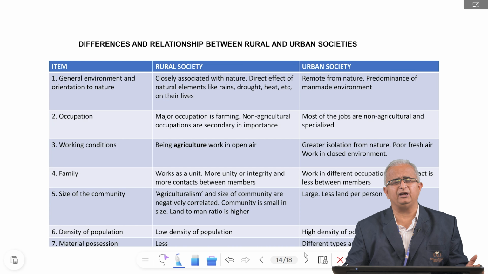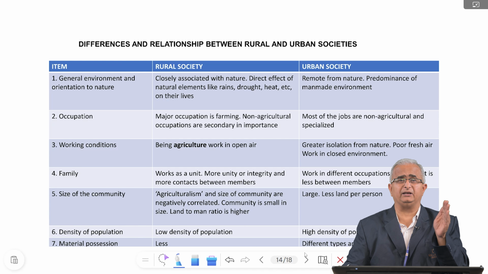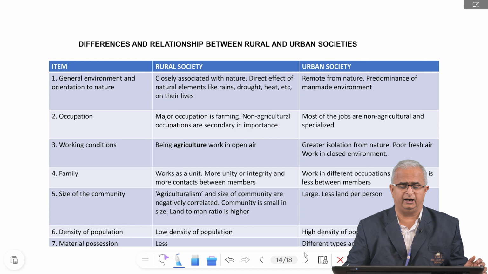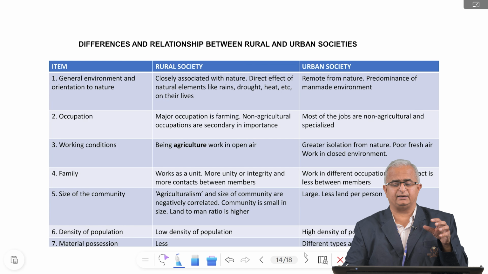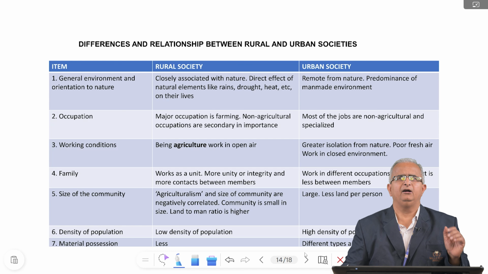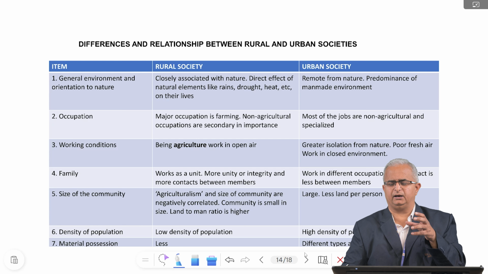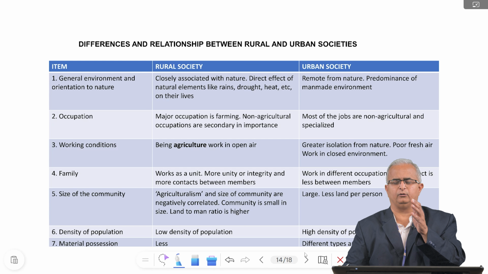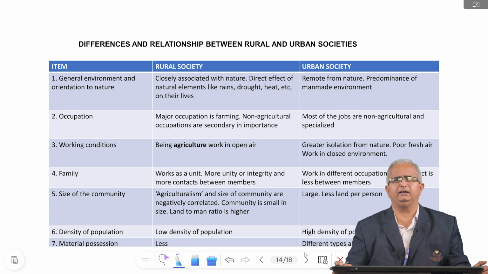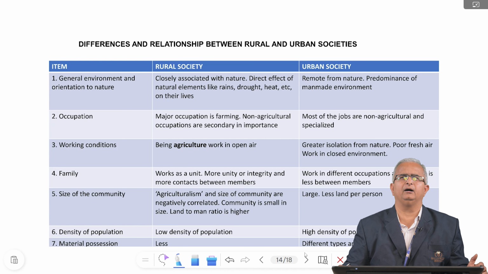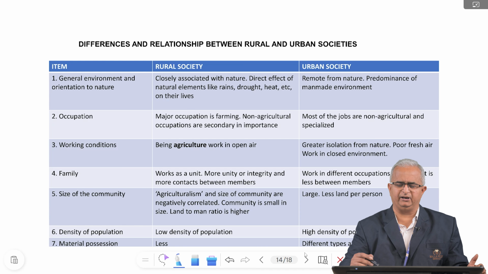And the size of the community: agriculturalism and the size of community are negatively correlated. Land to man ratio is very high in rural areas, in the villages, and the density of population is low in the villages. The land occupied per person is very less in the urban areas. Low density in the villages, high density in the urban areas. Material possessions are also less in the villages, and high in the urban areas.